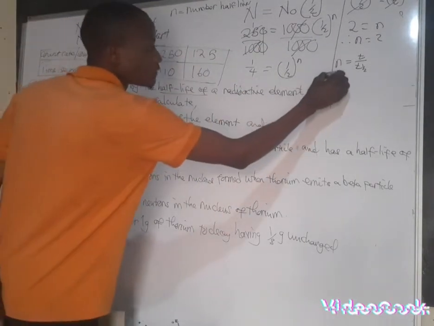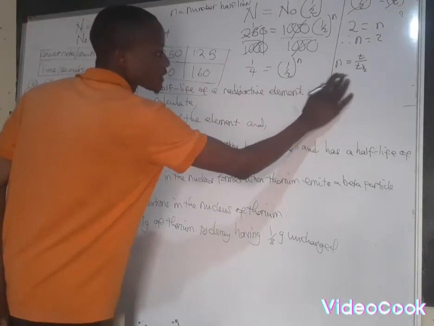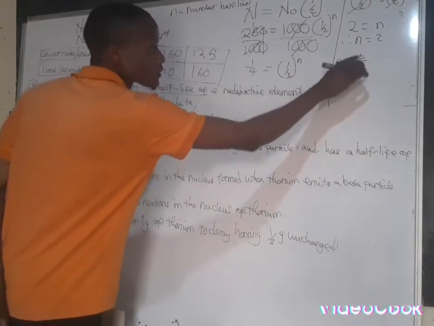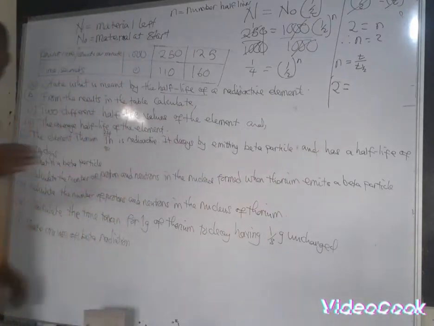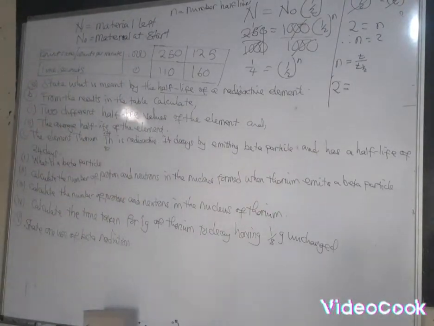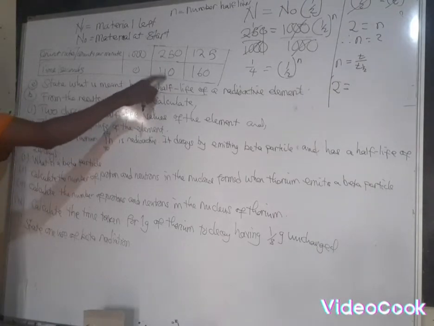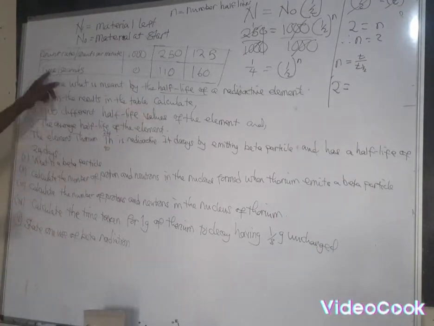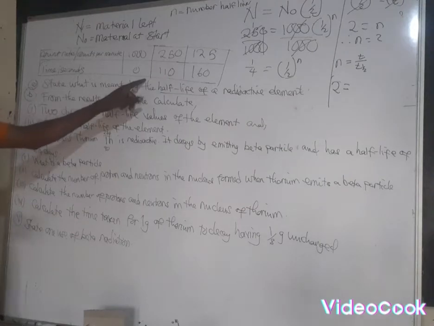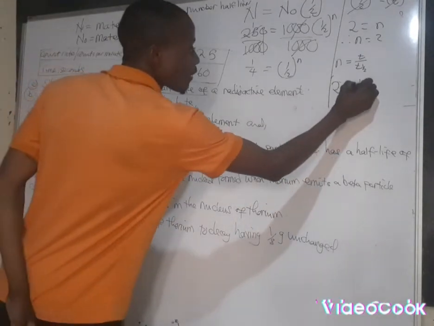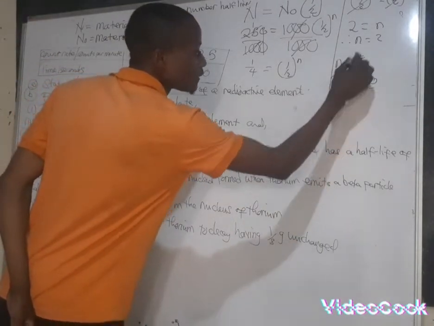Okay, so we have 2 as the number of half-lives which has passed, which is equal to the time taken over the half-life. What is the time taken for the first part? I said that the first half-life will take from 0 to 110. So what is the time taken? 110. Remember, this is the time taken. So we have 110 over the half-life.